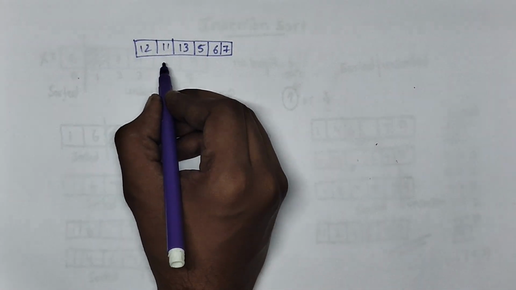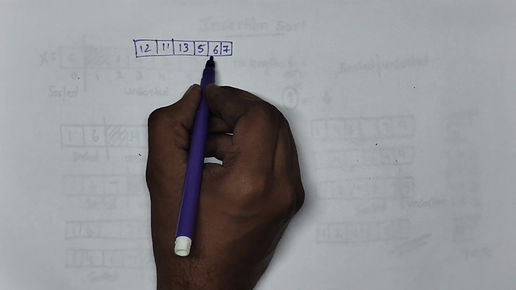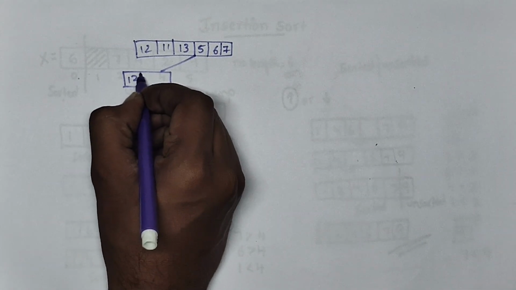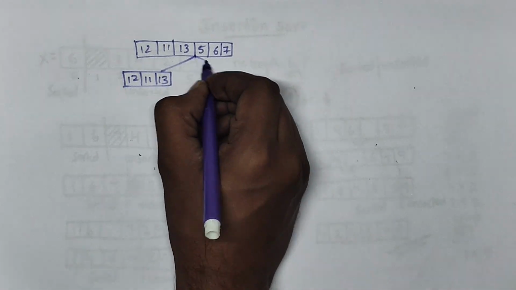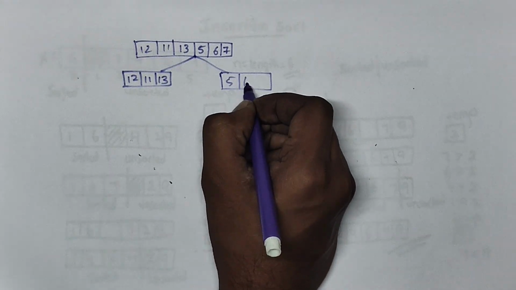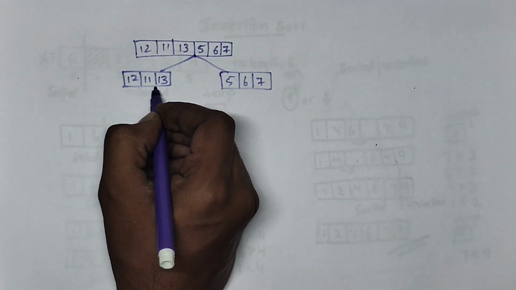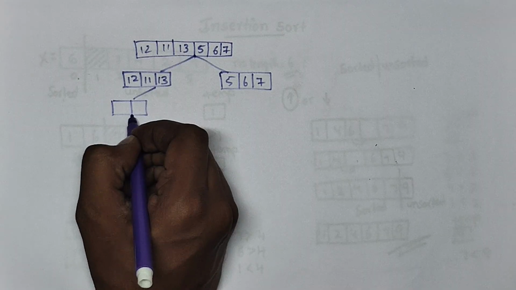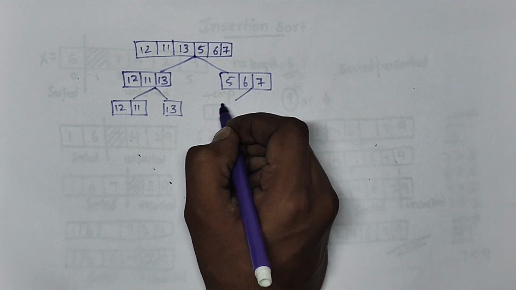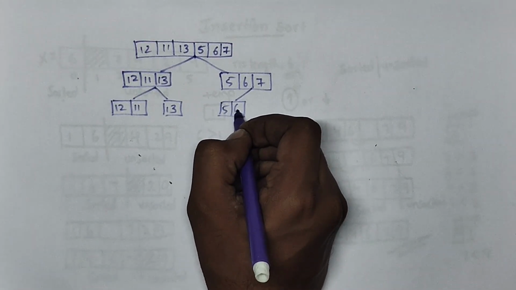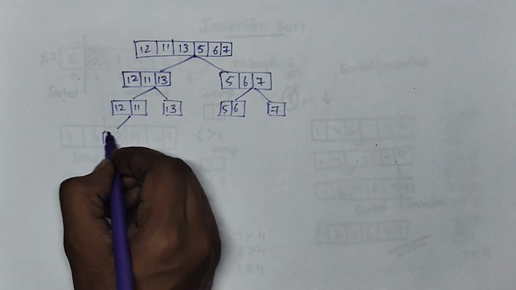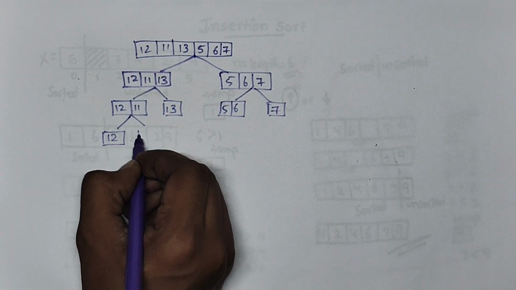So in total how many numbers are there? 3 plus 3, 6. So 6 means you can divide them as 3 and 3. 12, 11, 13. You must divide in the same order itself. Next 5, 6, 7. 3 elements means 2 elements for the left hand side and 1 element for the right hand side. That is 13. Here 5, 6, 7. So you must divide until all the elements are separately listed.